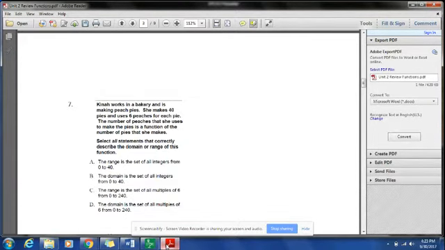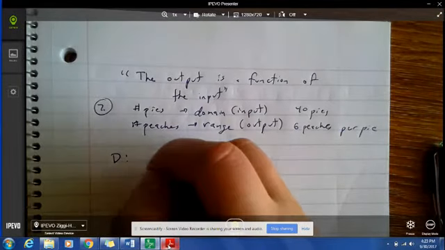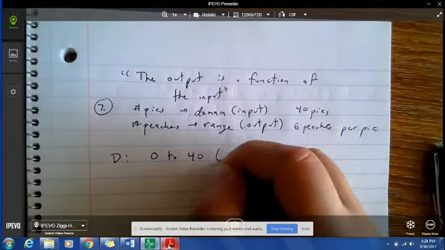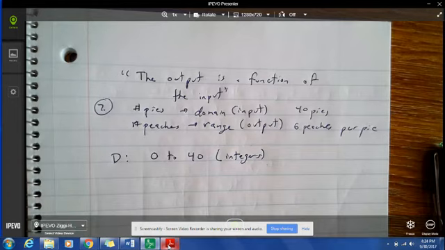So the number of pies we have can be anywhere from 0 to 40, but of course it has to be a whole number or an integer from 0 to 40. So 0 to 40 is our domain, and they must be integers. We're not baking any half pies or thirds of a pie, just baking whole pies.